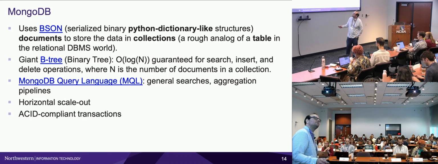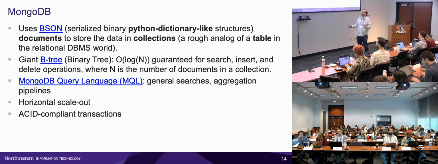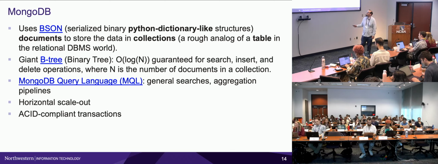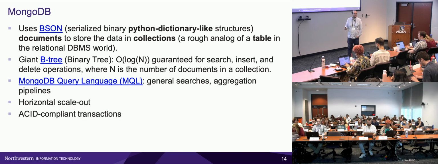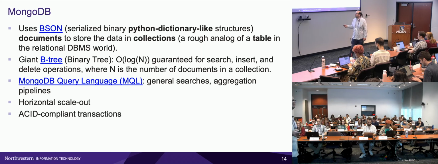Okay, so again, it uses BSON because we have to have a new word for everything. This is a binary formatted Python dictionary-like structure. All of these Python dictionary-like structures are stored into things that are called collections, i.e. tables. Why are they called collections, not tables? Because this is NoSQL. We can't use words that sound anything like SQL. So think of a collection as really just a table.